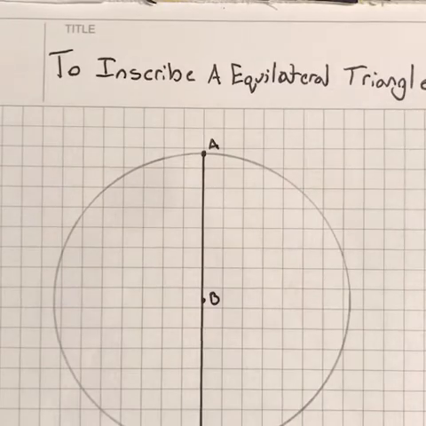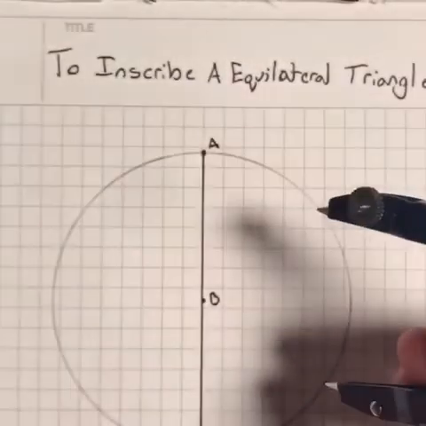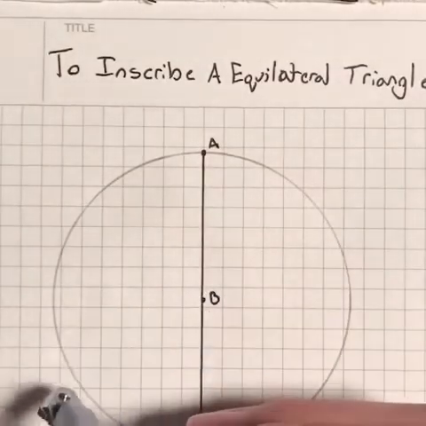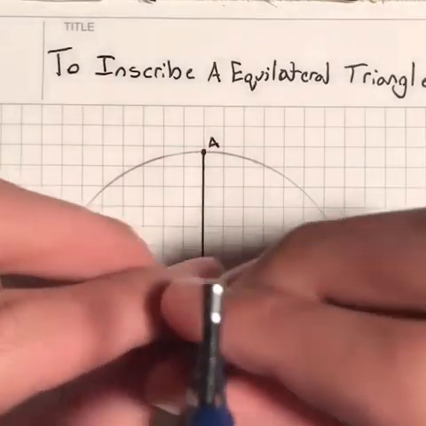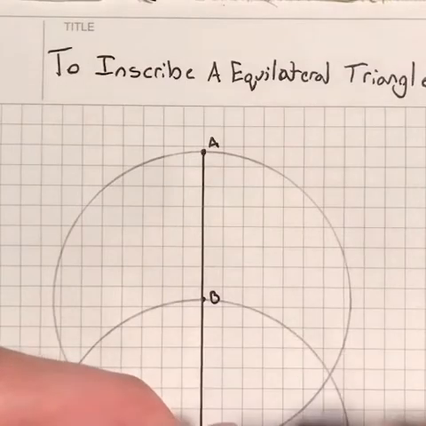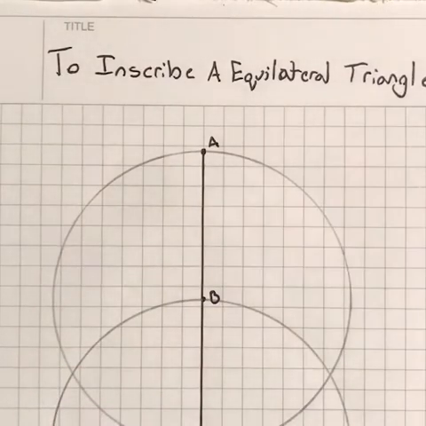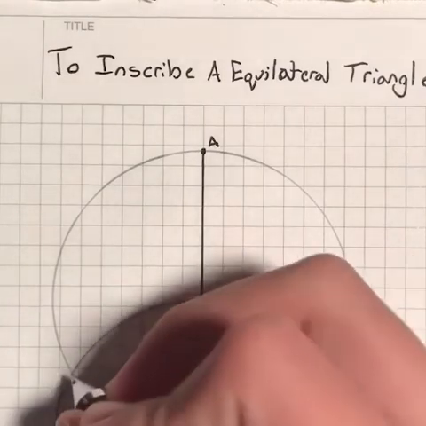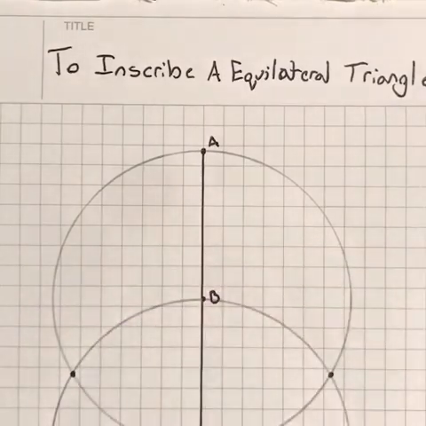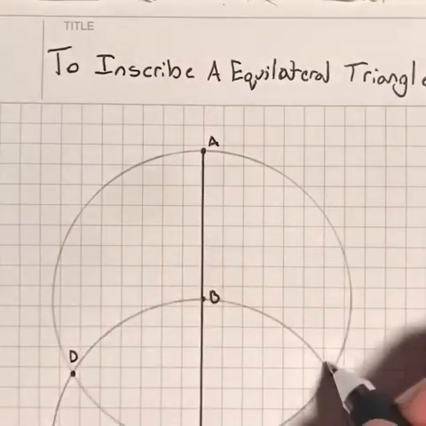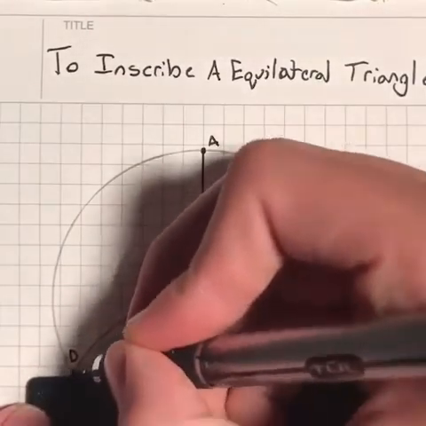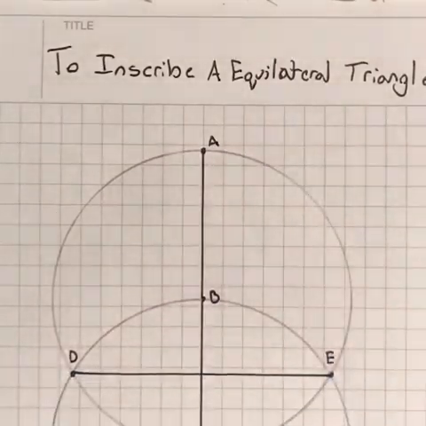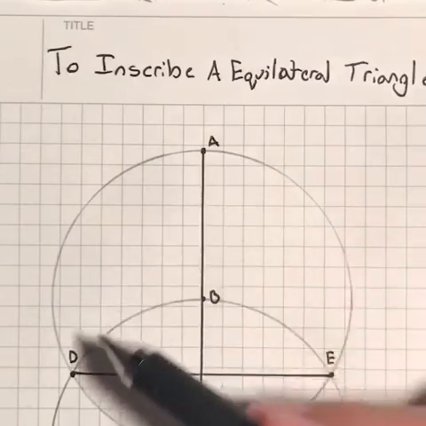Using the same measurement as before and placing the center of your compass on point C, create an arc that intersects with your circle twice. Mark the points of intersection. Draw a line between these 2 marked points. Finish by connecting points A, D, and E.